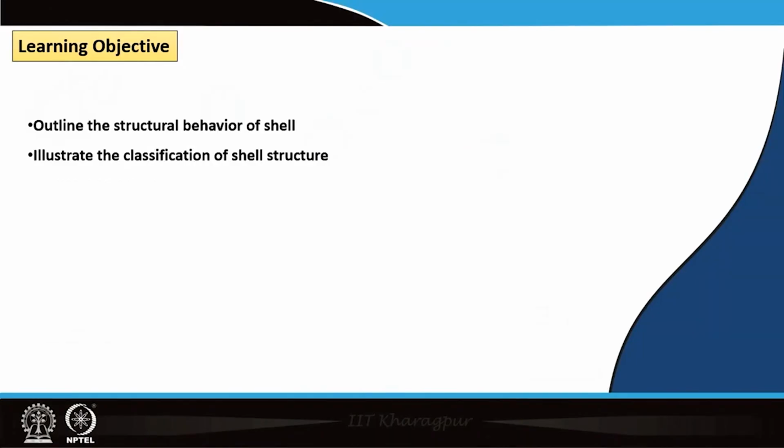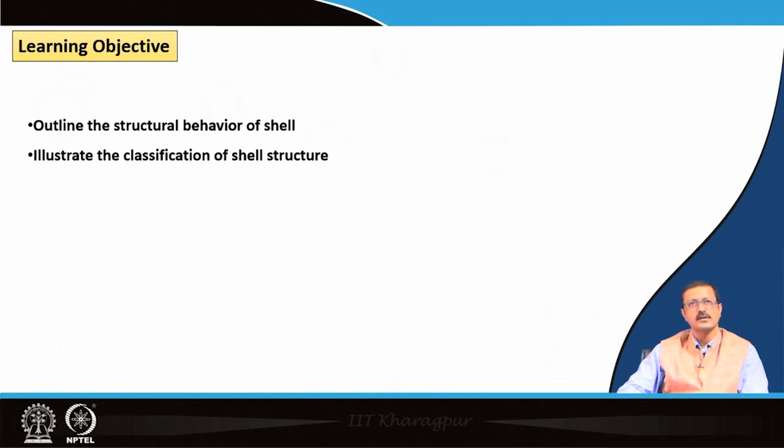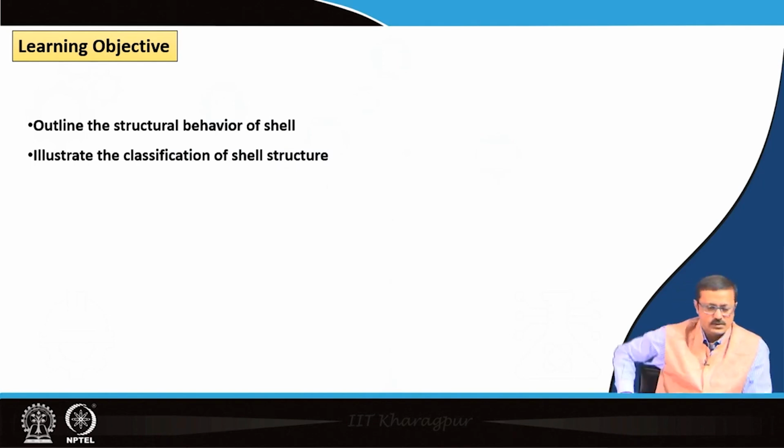As you know, the shell is one type of form active structural system, and it is a derivative of the arch, so definitely the arch action will come into account. Our learning objective is to outline the structural behavior of the shell, and at the end to classify the different types of shell with some illustrations.